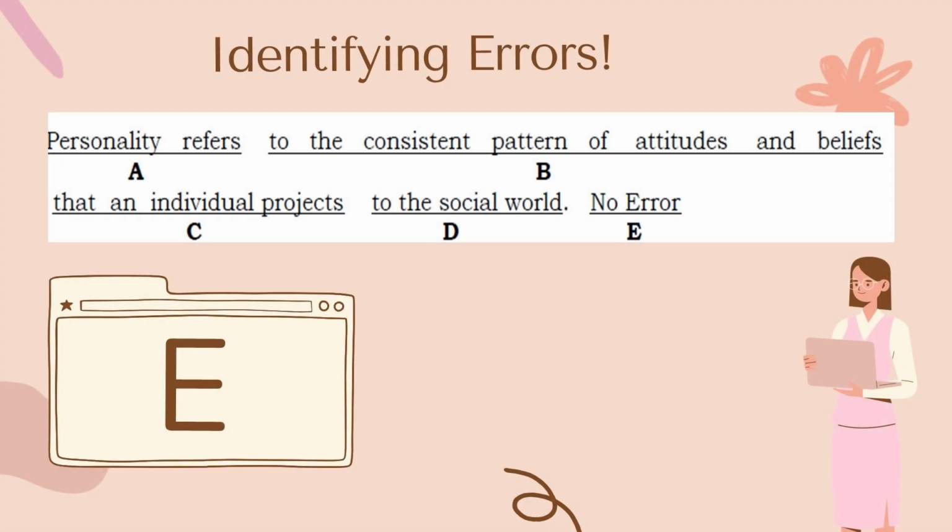And for the last one, personality refers to the consistent pattern of attitudes and beliefs that an individual projects to the social world. And it is obvious that there is no error. That's why the answer is letter E.